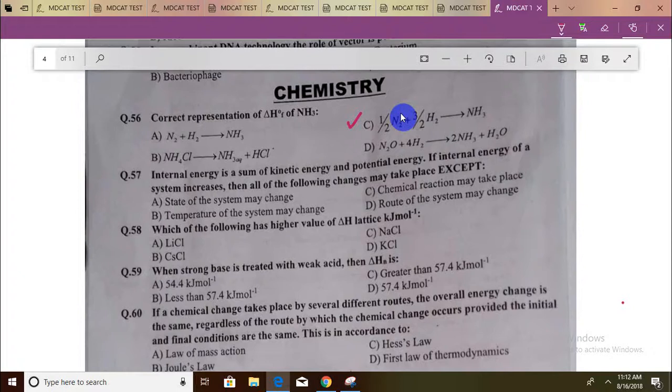The route of the system may change. Now that is a bit ambiguous. The route of the system may refer to the mechanism followed by a particular reaction, and the mechanism is not altered by the temperature or by any external influence, with the exception of the addition of a catalyst. As such, it is an improbability.